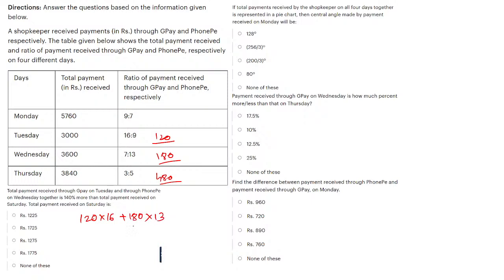180 multiplied by 13, and this total is 140% more, right? 140% more means if initially is 100, now it is 240%. So this is 140% more. So we have to multiply by the proper fraction. 5 by 12 here. This is the 240%. So 100 by 240 and reduced form is 5 by 12.